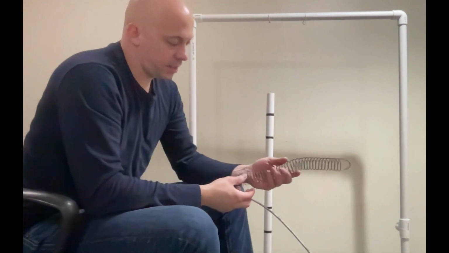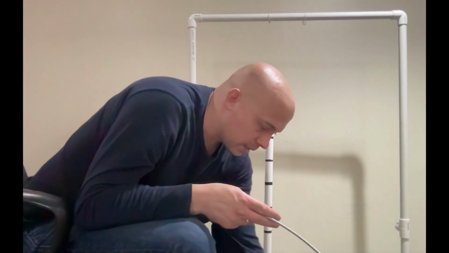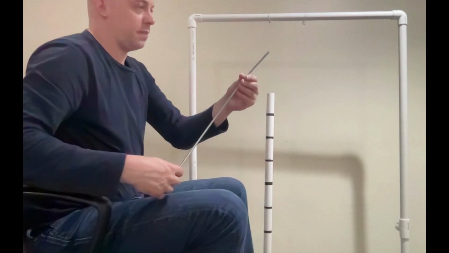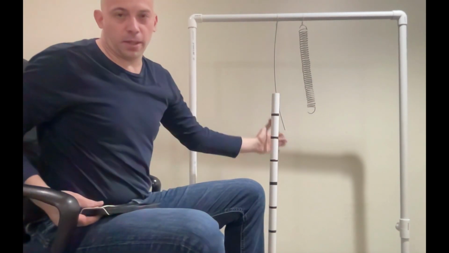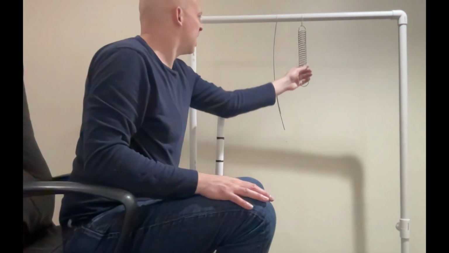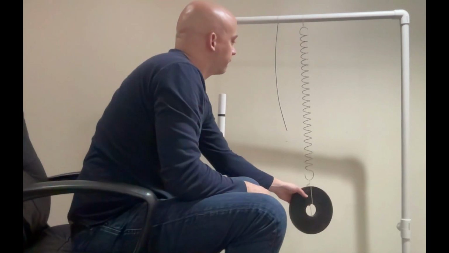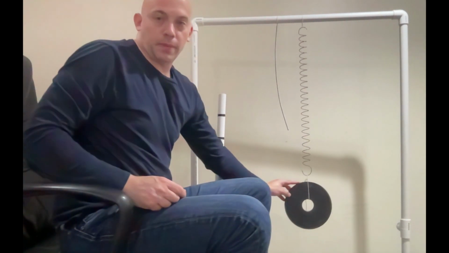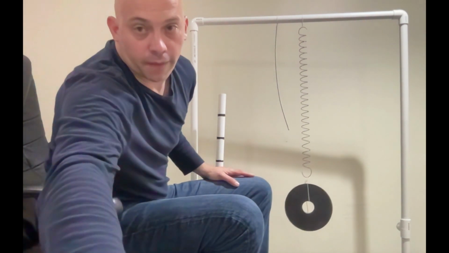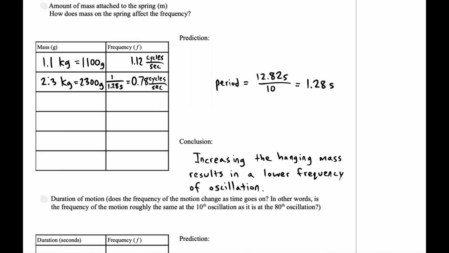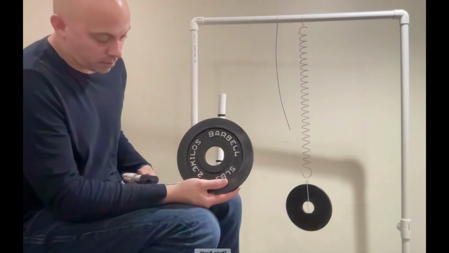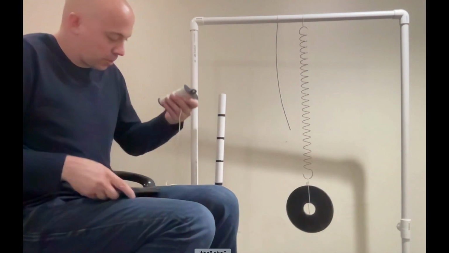So we already tried the big mass with this spring. Let's see if I can hook up a stiff spring. So I think I'll hook them both up at the same time. Now we just did this one, and we found when we're talking about the heavy mass and the short spring, we had a 0.78 cycle per second frequency. So now let's hook up a 2.3 kilogram mass to the stiff spring.